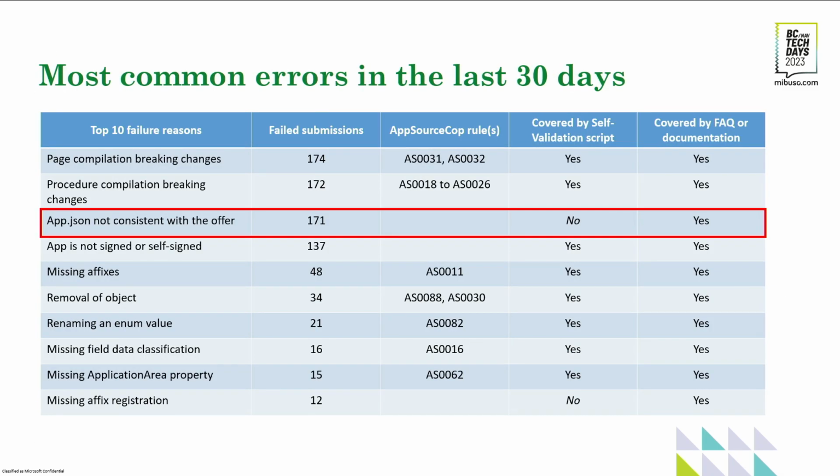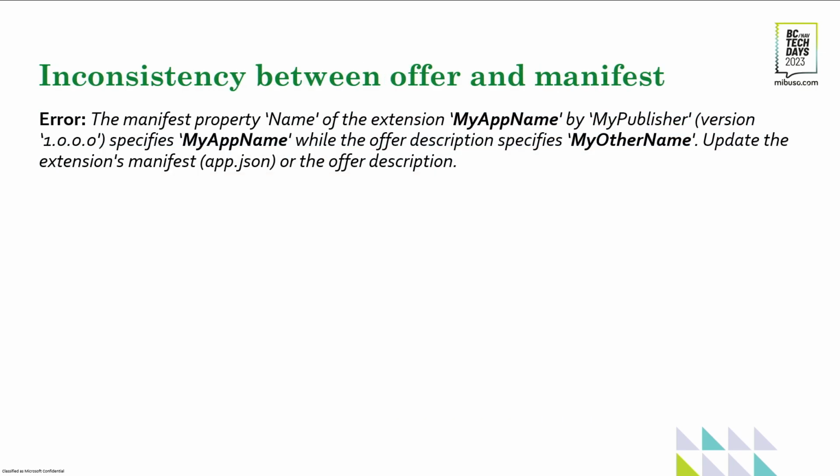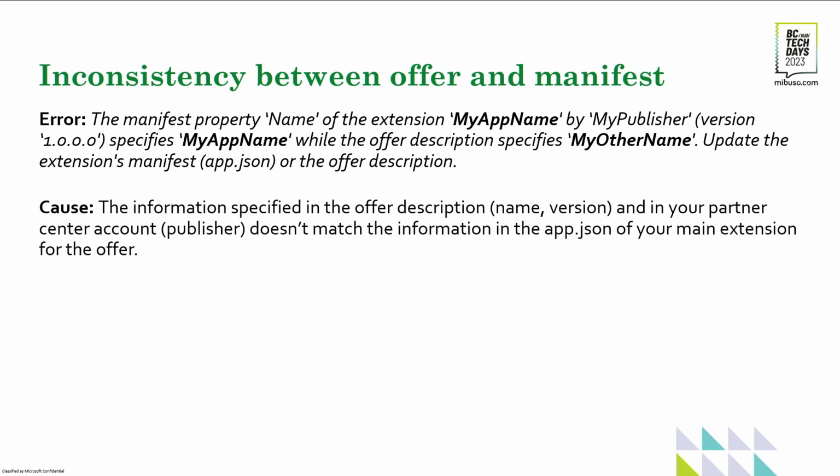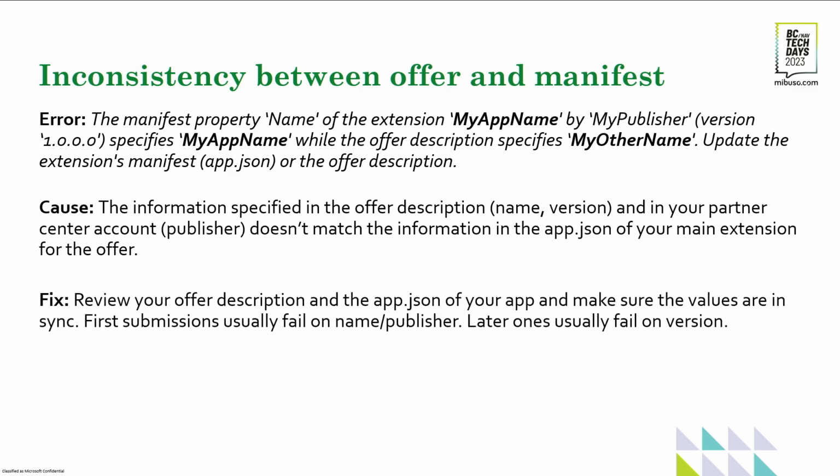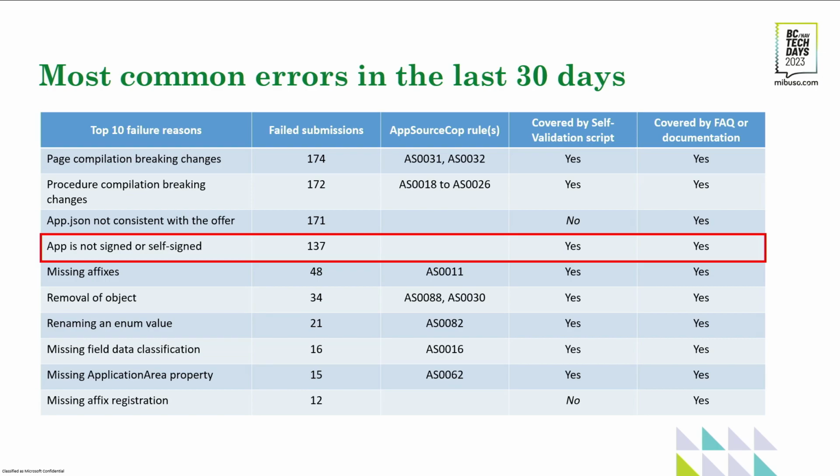Another type of error that you might commonly see is related to the app.json and the offer not being consistent. So you would usually get an error that looks like this one. In general, you should check that they're in line. Pretty often, on first submissions, we see that the publisher name or the name of the extensions are not matching. Later on, it is more often that you forgot to update the version number in the offer description when you're publishing a new version of your app. So that's something to take into account when you're publishing a new version.